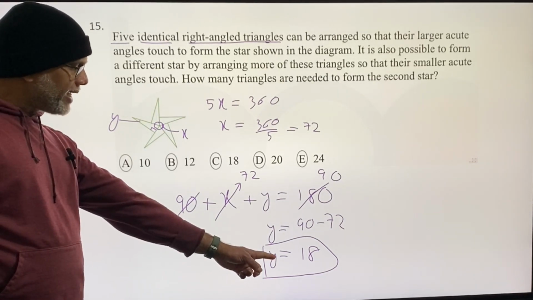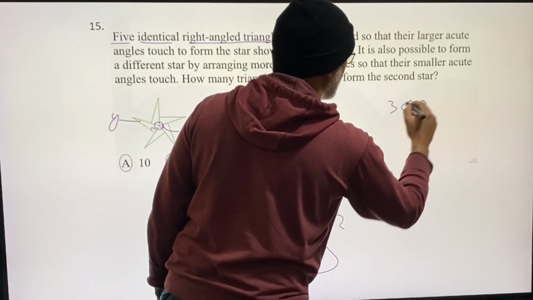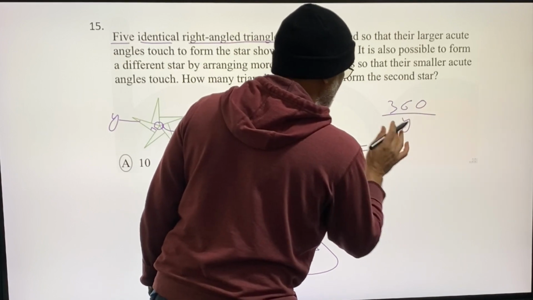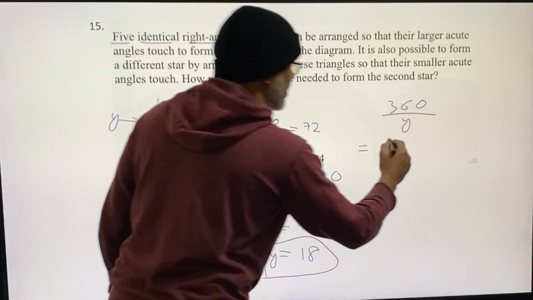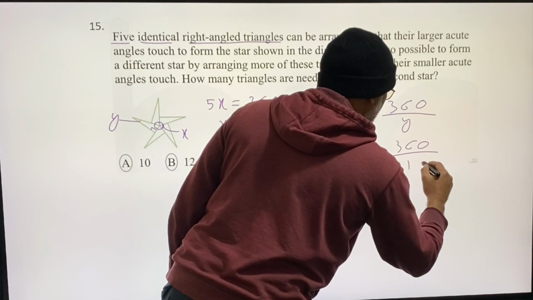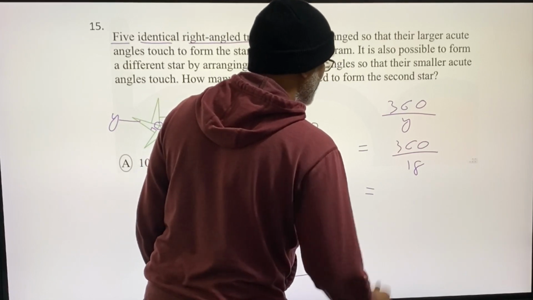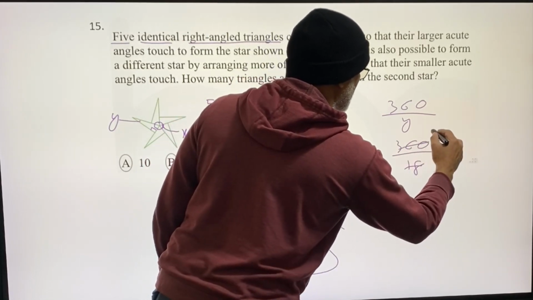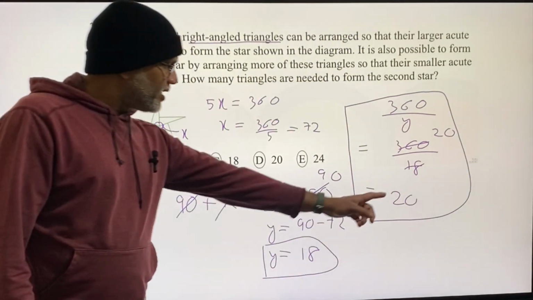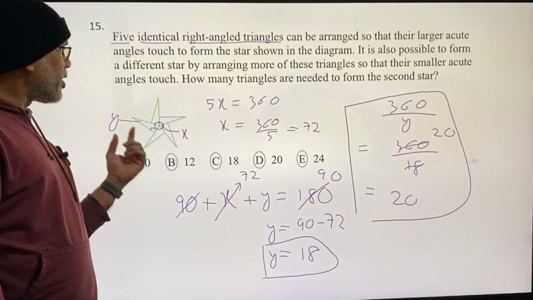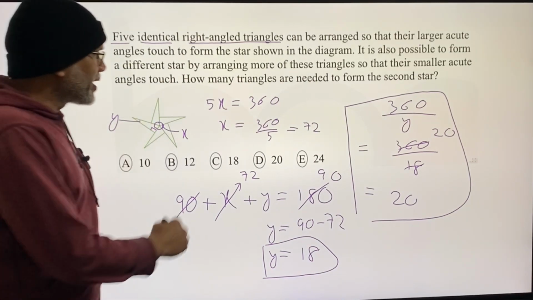So how many of those do I need to form the full circle? So the full circle is 360 degrees divided by y. So that is how many of the triangles I need to complete the full circle. So that is 360 by 18, because I have already calculated y to be 18, and this is going to be 20. Then I need 20 of the triangles to form the star the second way, where their smaller acute angles are touching. Then the correct choice is D.